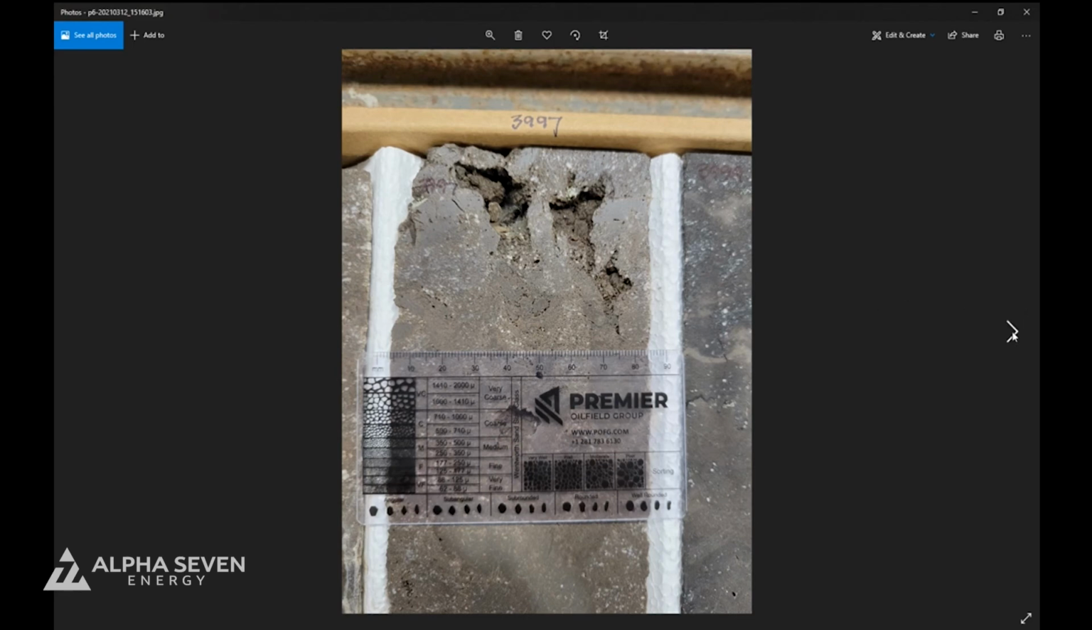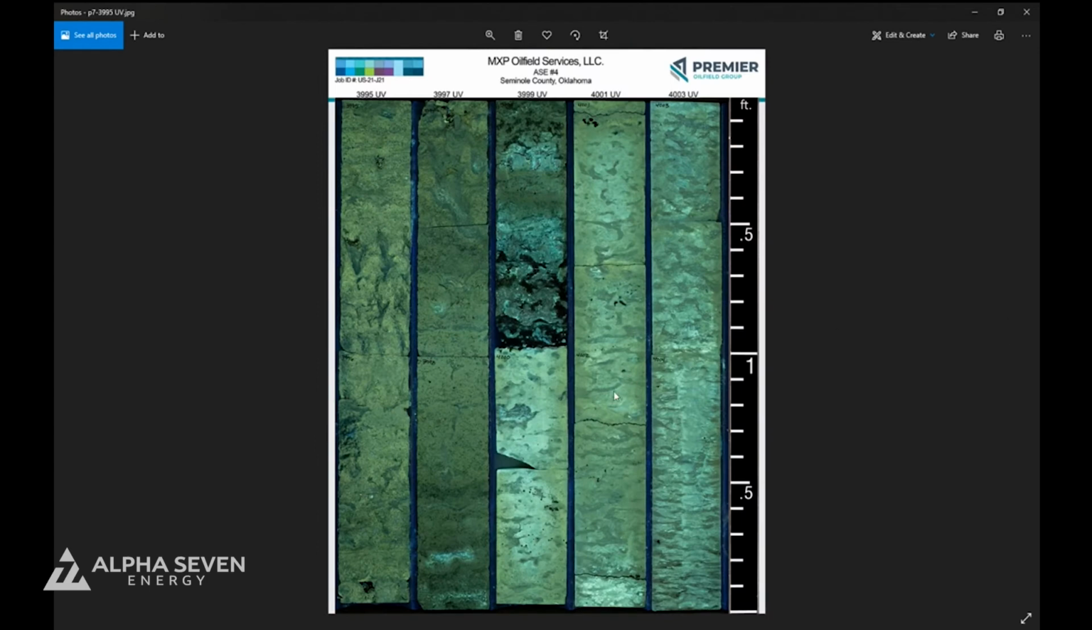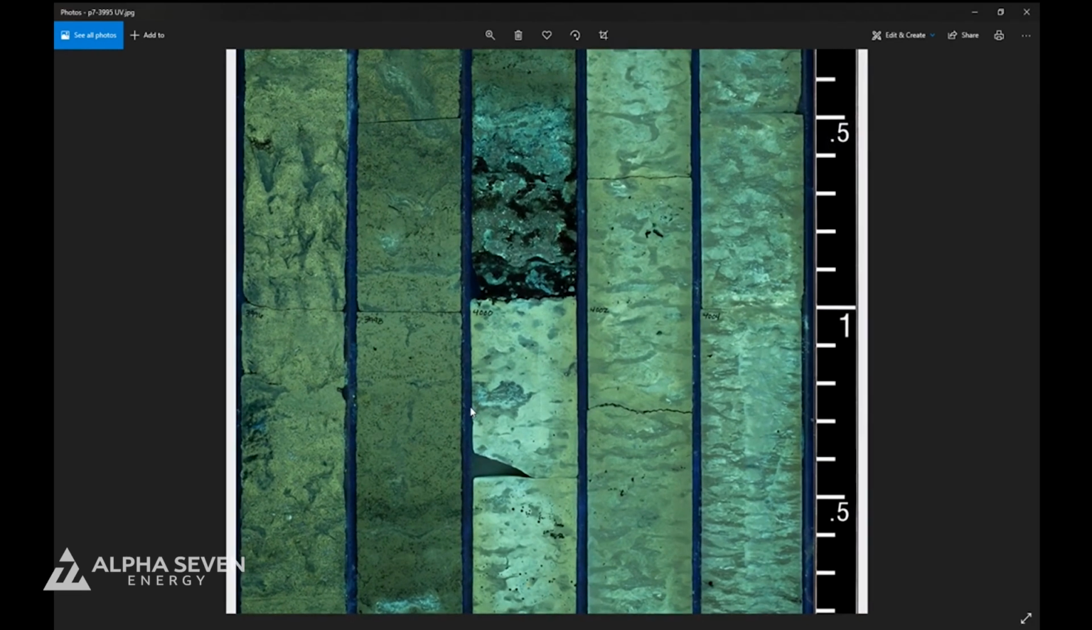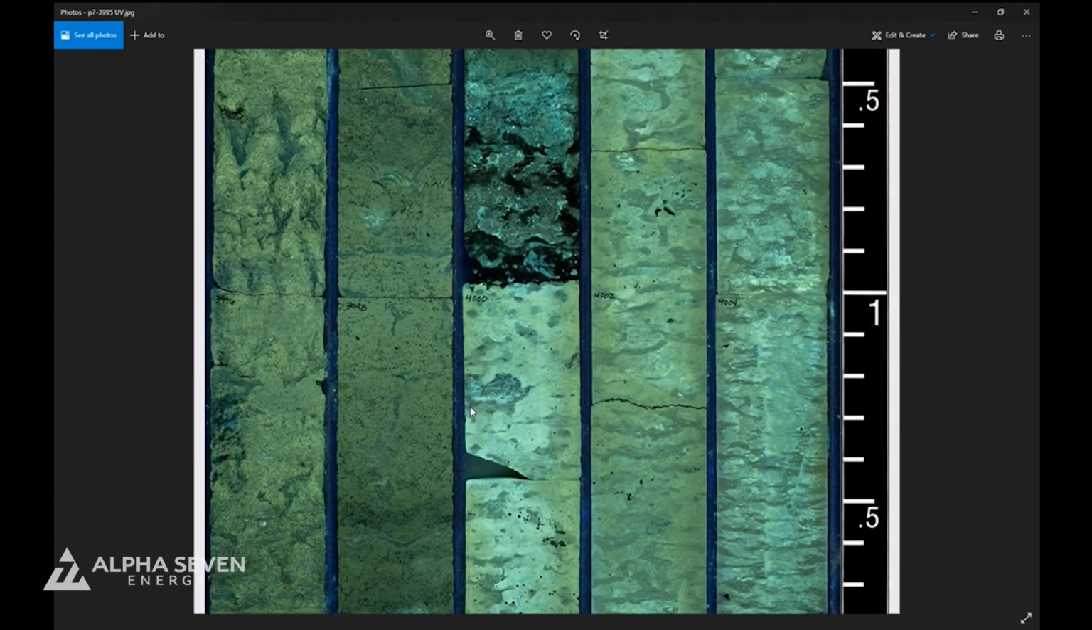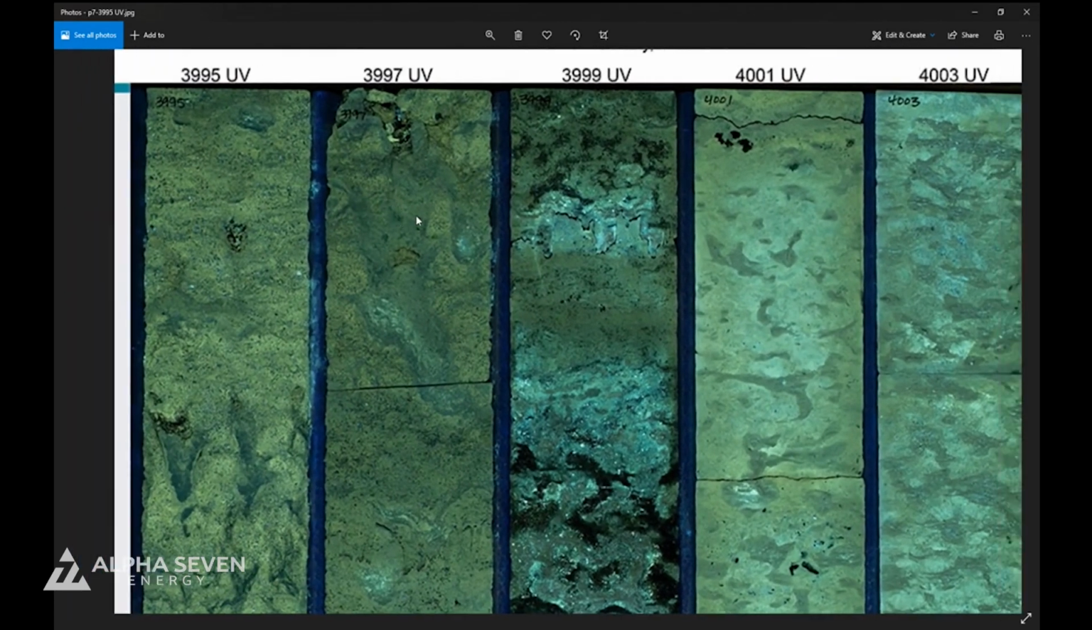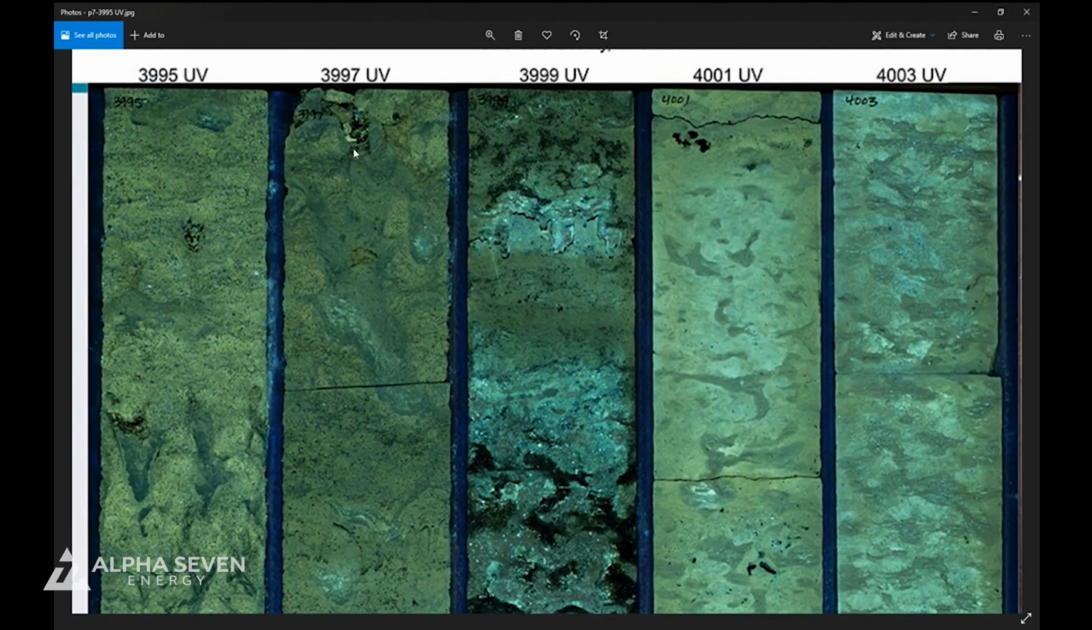This same slab is in this slide, and that would be this one right here. 3,997, which is this one. And you can see there's those vugs, but there's nothing in them, okay, because they've been drained. But again, the whole matrix is saturated with oil.